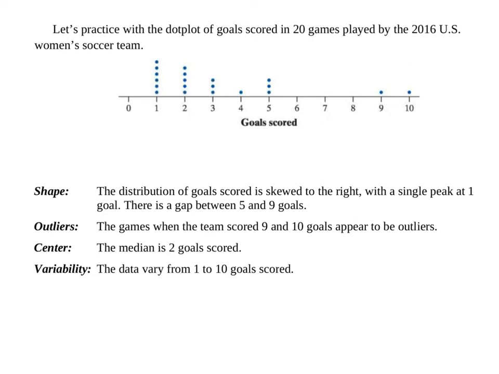So one way that you can find the median or the center is to line up all the numbers, or you can count the number of dots and figure out, all right, what's half of 20, 10, where's that number? And that's going to be in our 2 goals scored. And then variability, we're going to say the data vary from 1 to 10 goals scored, so the lowest number to the highest number.